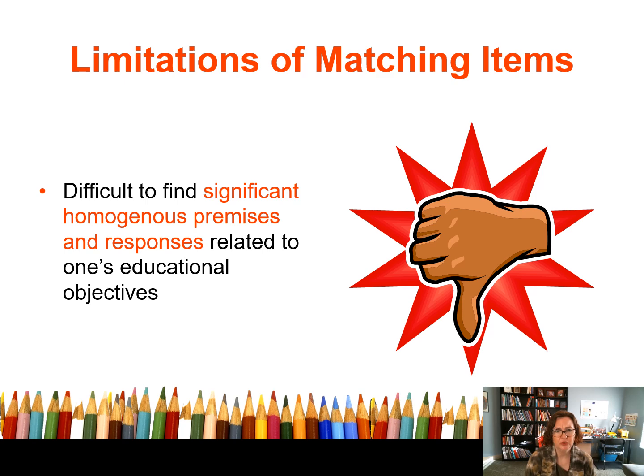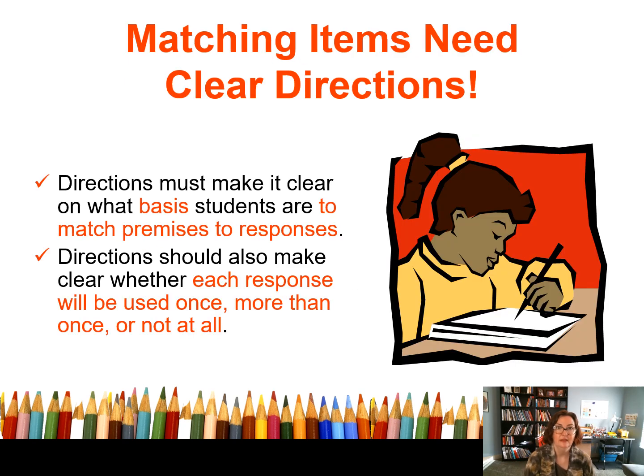It's sometimes difficult to find homogeneous premises and responses related to your educational objectives. They really need clear directions. You have to make sure that the students know what they're doing to match the premises to the responses. It should also make it clear whether each response will be used once, more than once, or not at all.